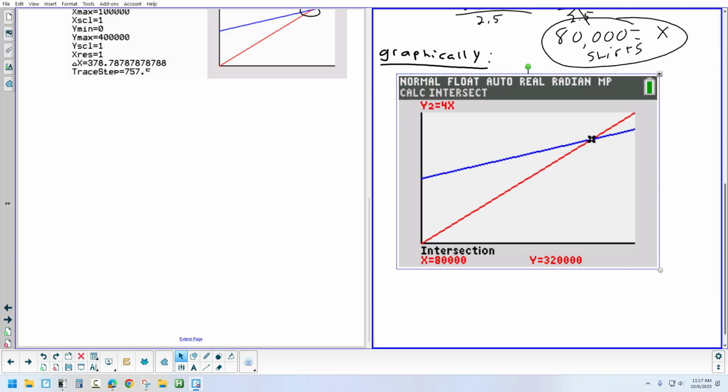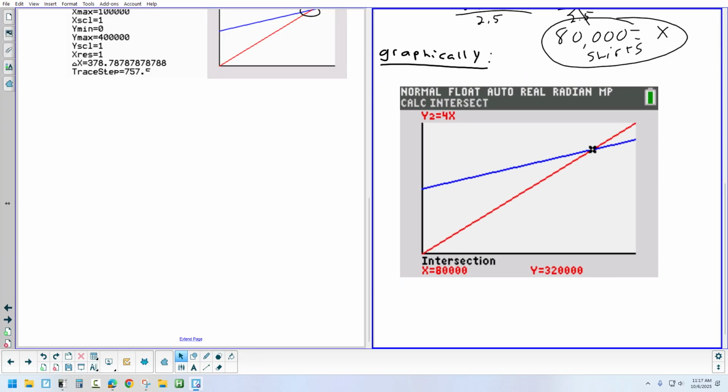They spent exactly as much as they took in. They spent $320,000. They made $320,000. The profit in this case is 0. They didn't actually make any money yet. This is the break-even point. Now, if they continue to sell shirts, now the red line is above. They're going to be making money.